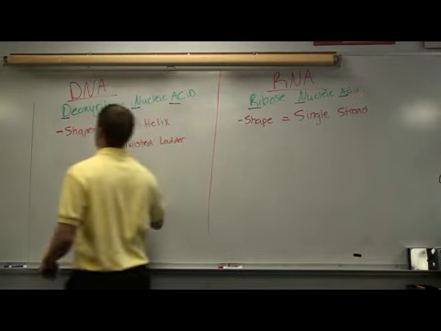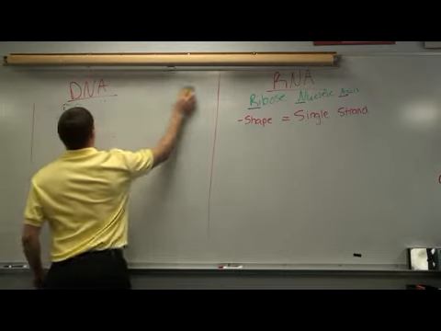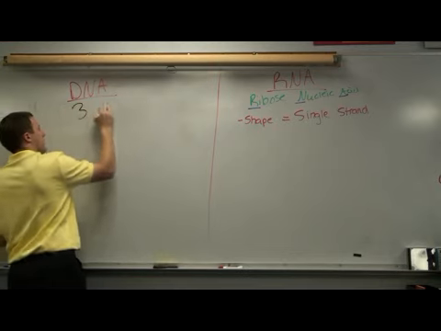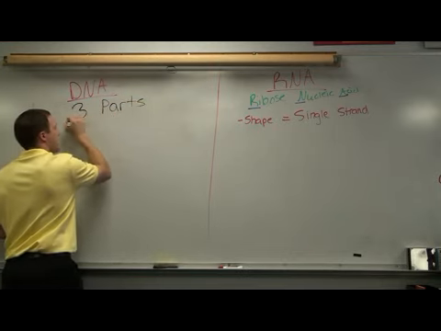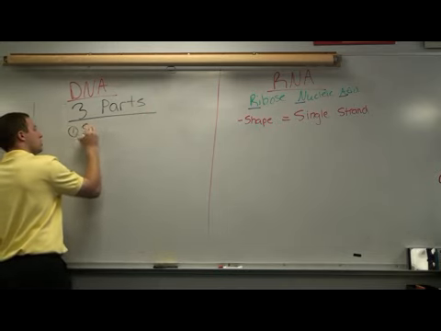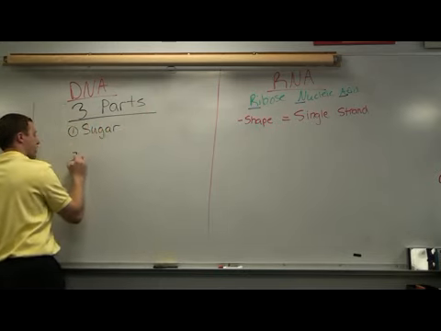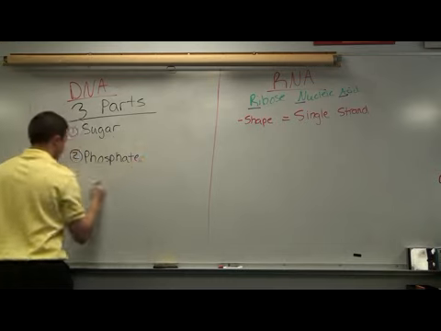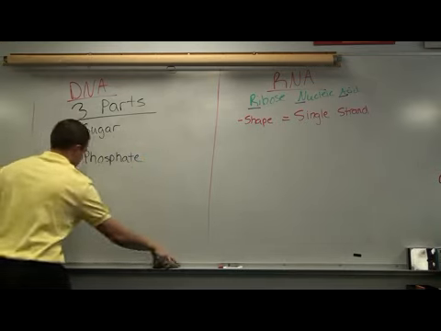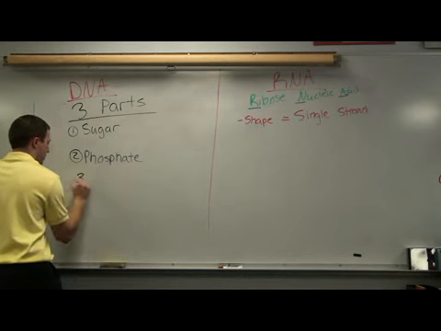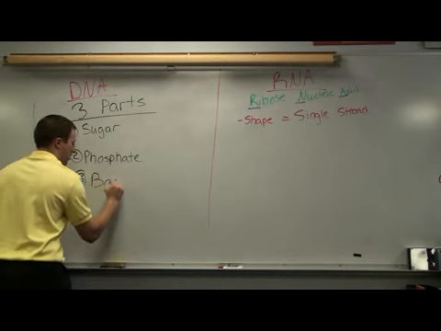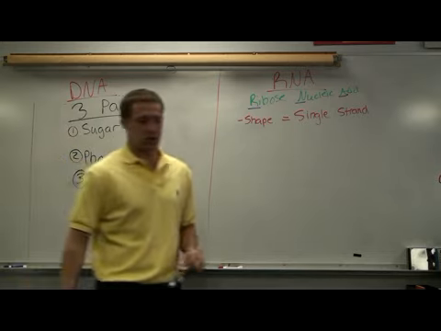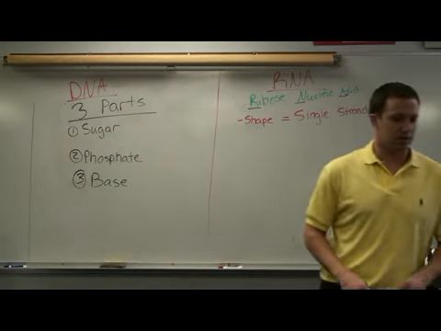Now, the next thing you need to know about DNA, and I'm going to erase this just so I have more room to write, is it has three parts. Three parts of DNA. And this kind of has a little rhyme to it. One is a sugar. Two is a phosphate. Three is a base. So the three parts are a sugar, a phosphate, and a base.